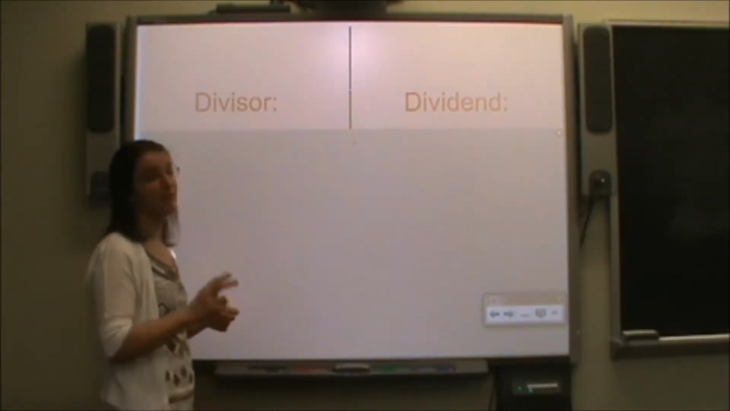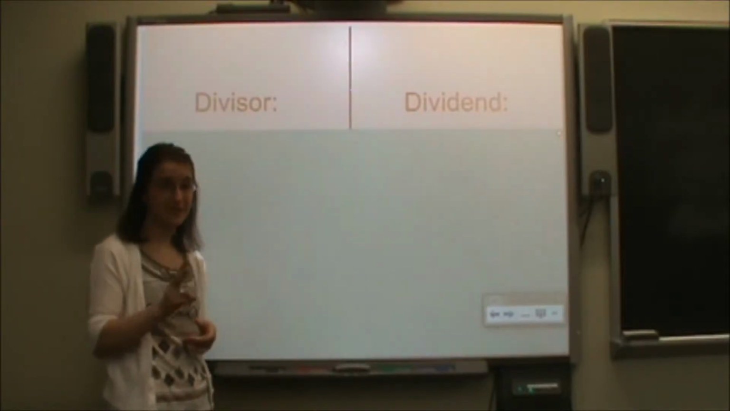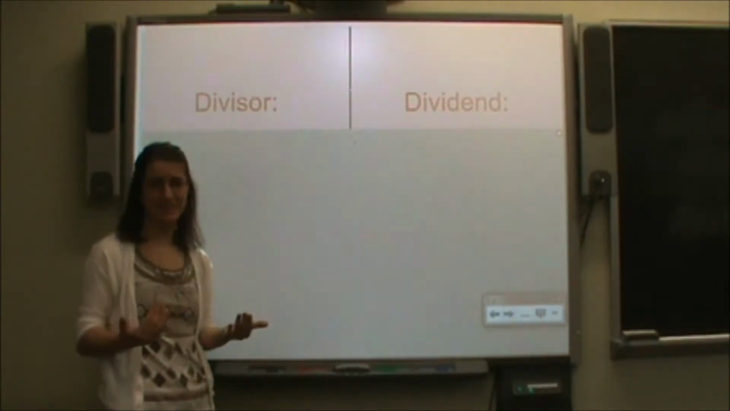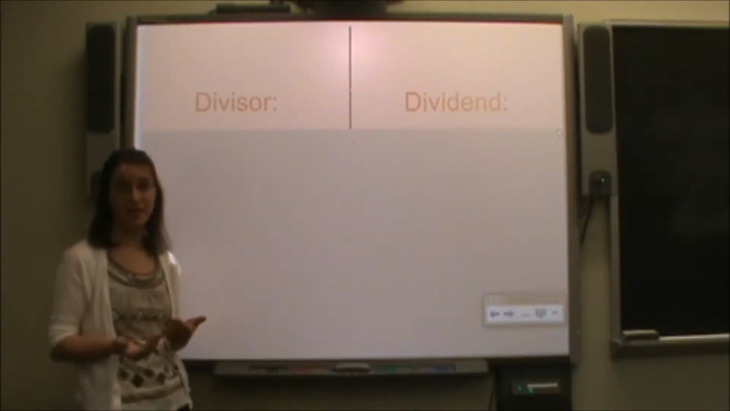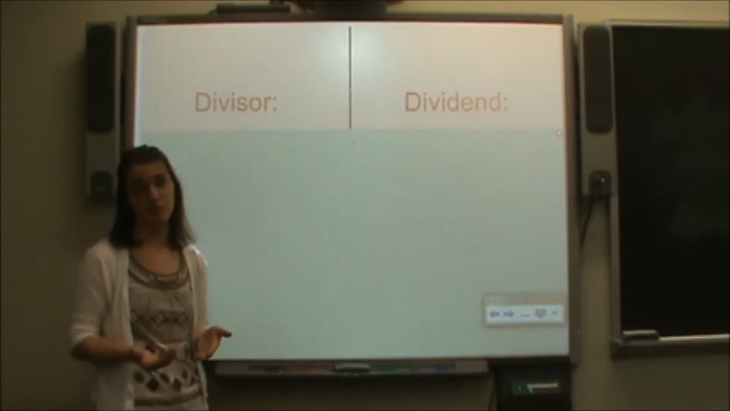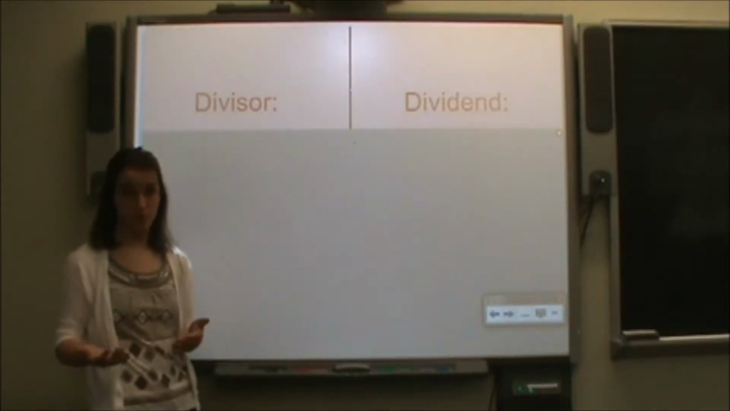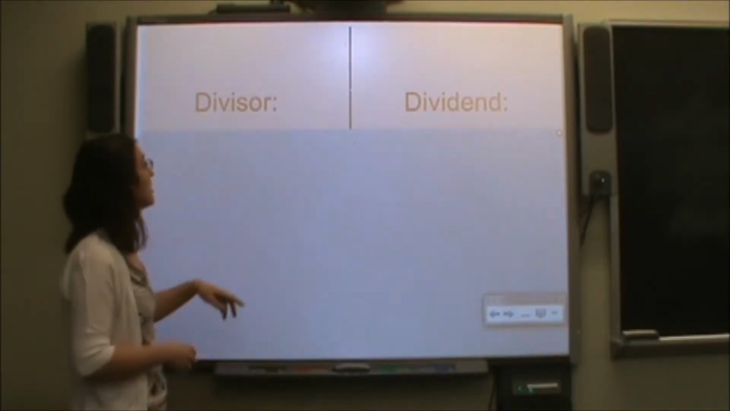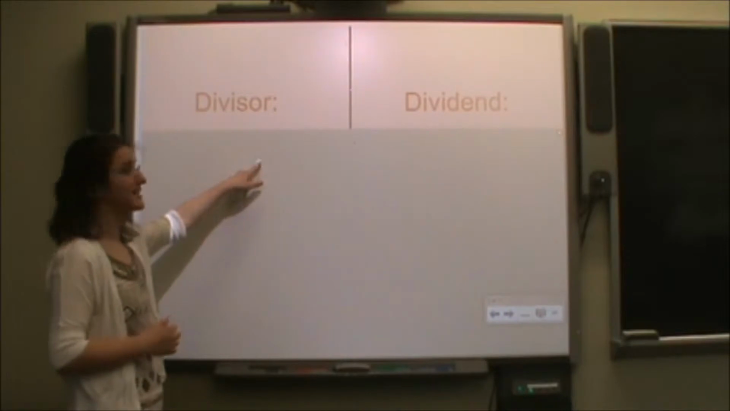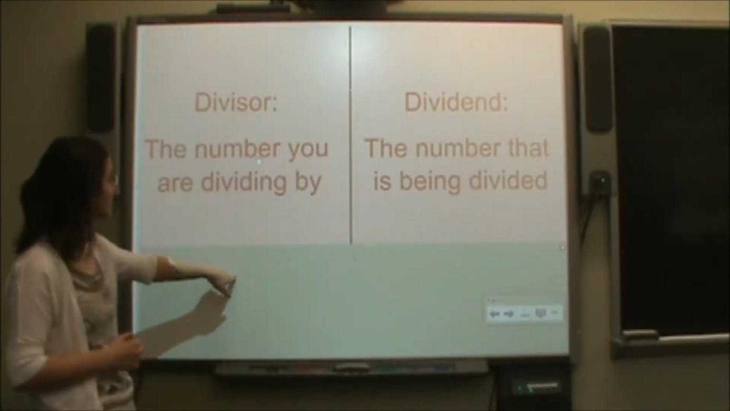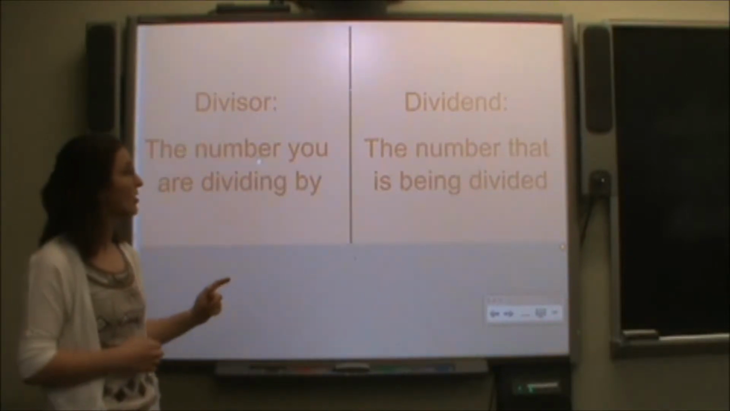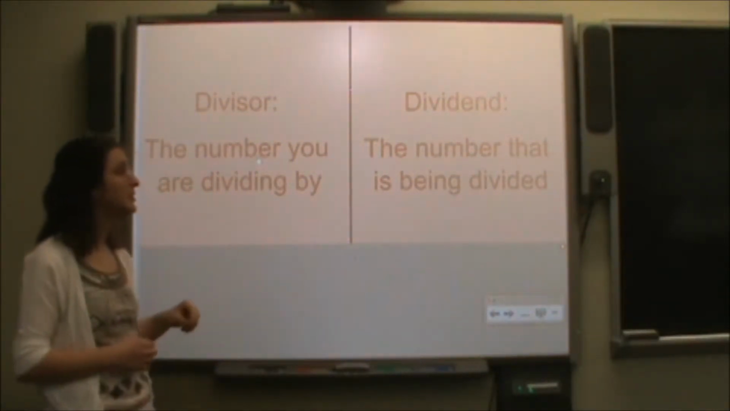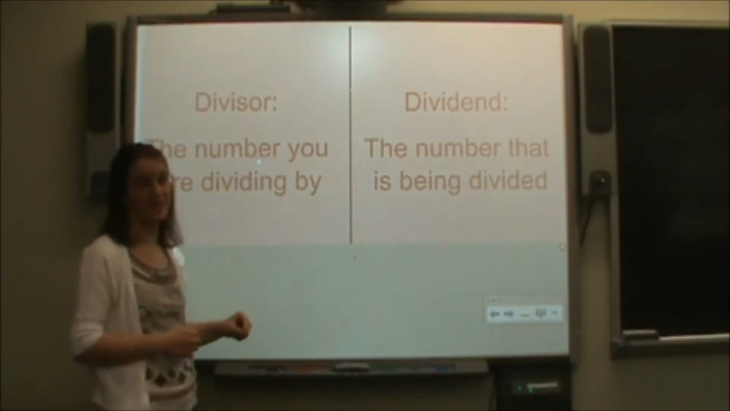So then we have two other vocabulary words that are really easy to mix up in division. In fact, I still get them mixed up sometimes. So we're going to go over them now and we're going to try to use them in this video to help you to know what they are and remember what they are. So a divisor and a dividend. A divisor is the number you are dividing by, and a dividend is the number that is being divided.